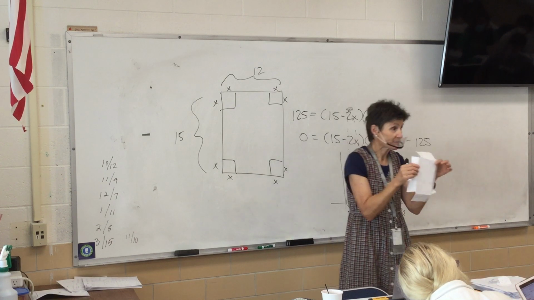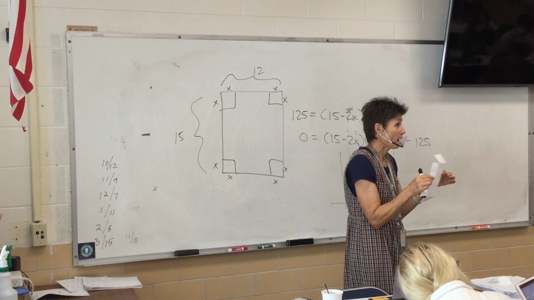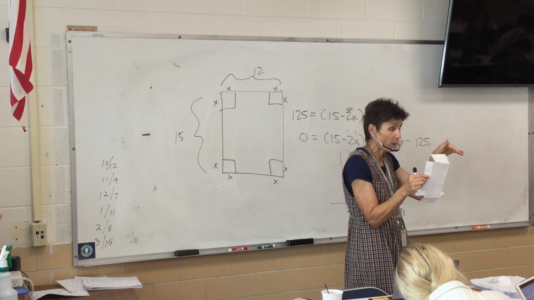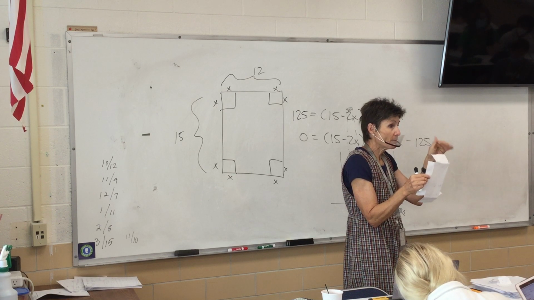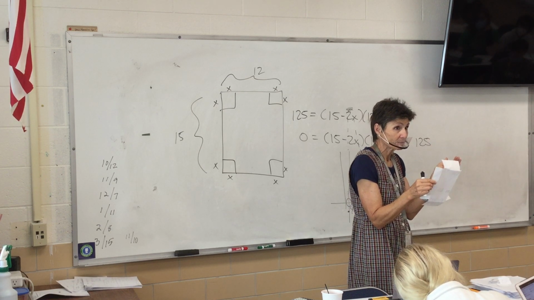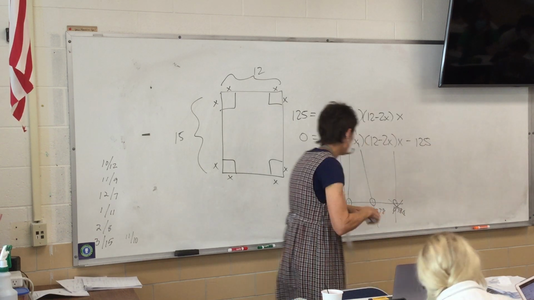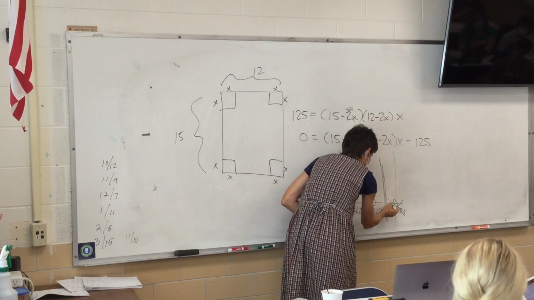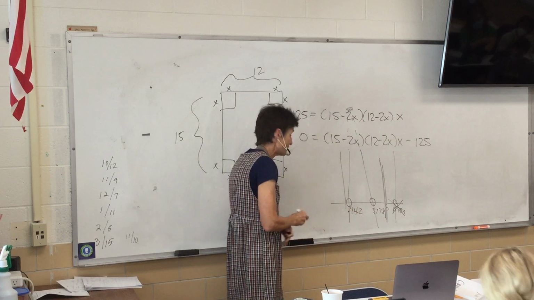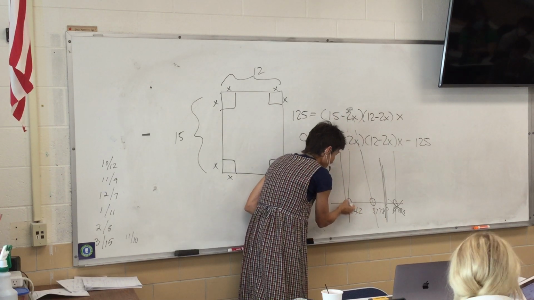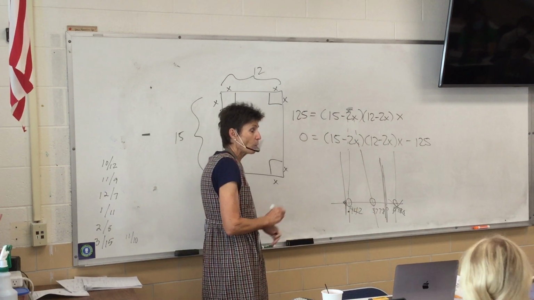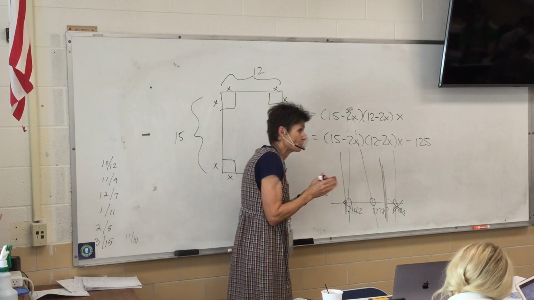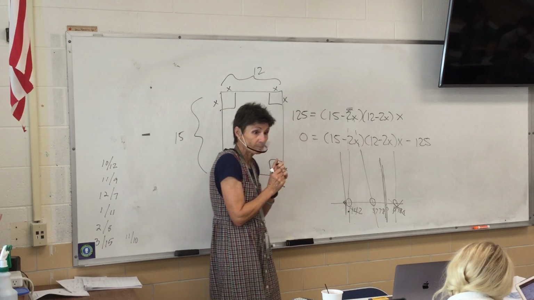What is the maximum x for this problem? If that paper's 12 across, the maximum x would be 6? Yeah. Right? So the problem ends at 6. It can't go past that. It starts at 0 and ends at 6. So I can only look for answers between those two numbers.